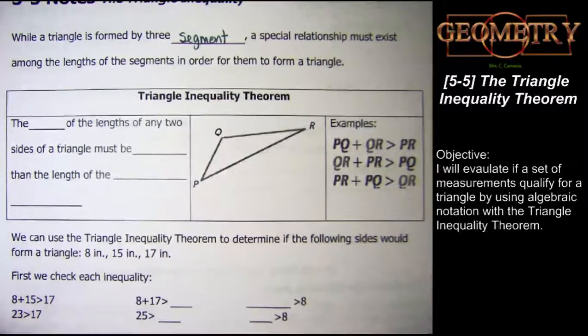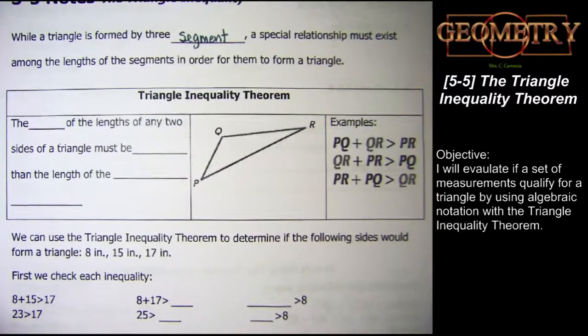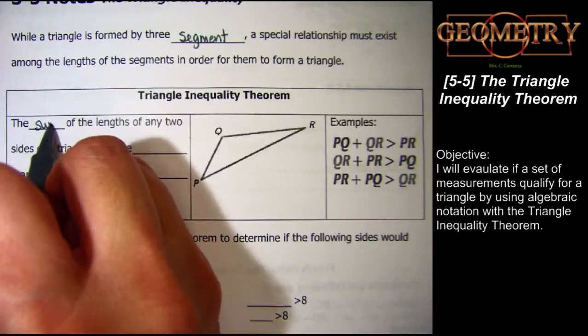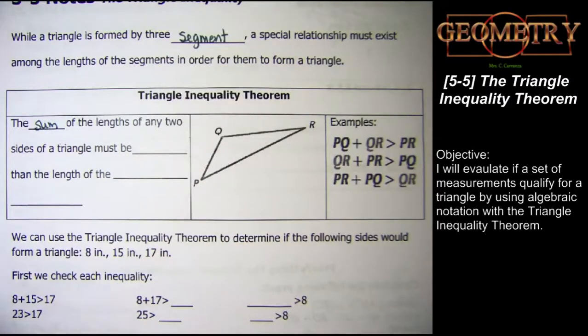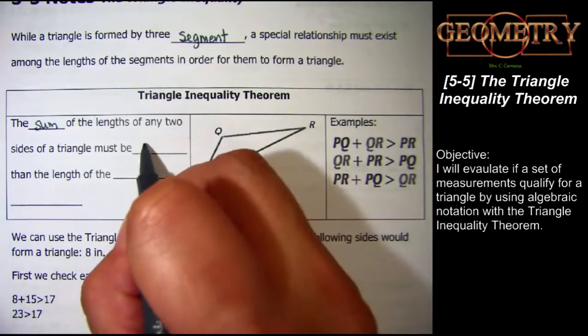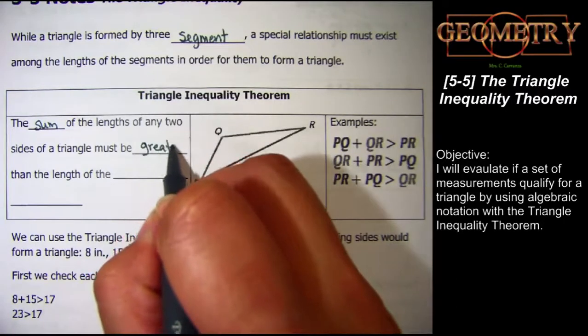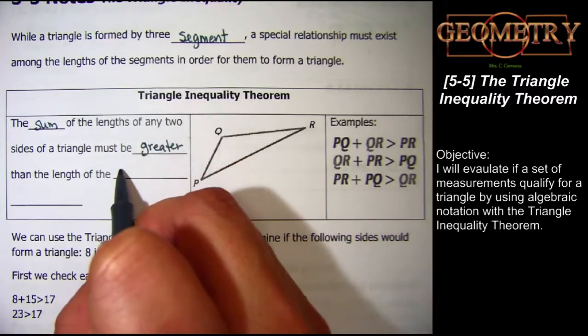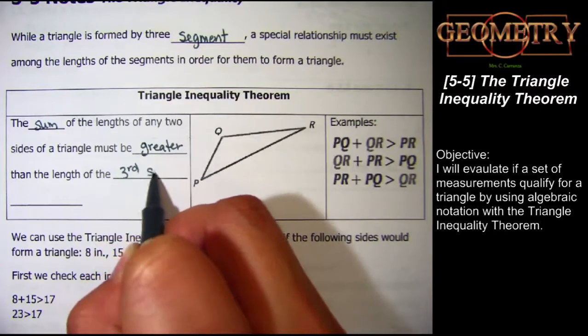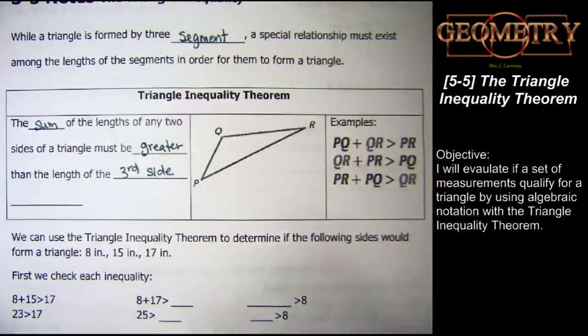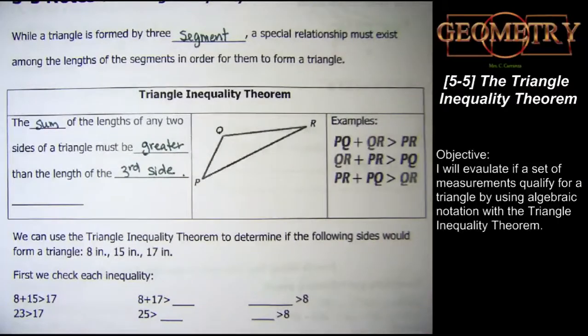The triangle inequality theorem is the one that tells us what that relationship has to be. And it says that the sum of the lengths of any two sides of the triangle must be greater than the length of the third side of the triangle. So I'm going to take any two sides, I'm going to add them together, and I'm expecting that whatever I get be bigger than the last side that I didn't add together.